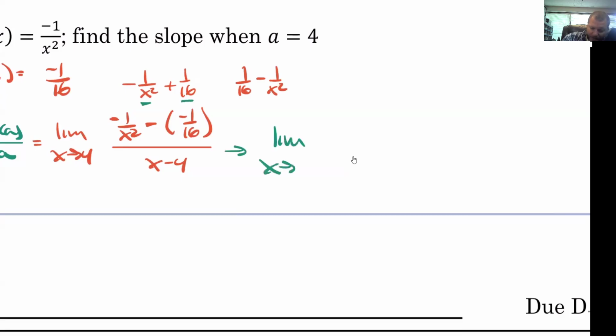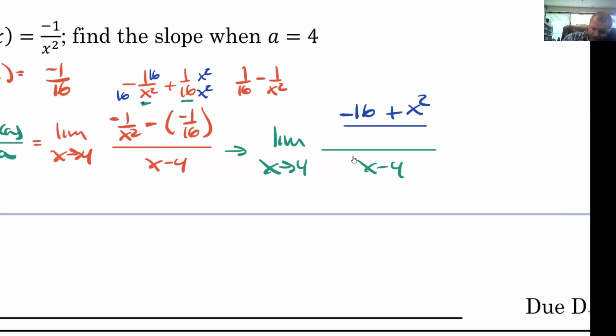So we're going to take the limit as x approaches 4 of, so we have x squared and 16, so we're going to get a 16x squared. So we've got to multiply that by 16 and that right side by x squared. So we're going to get -16 plus x squared over 16x squared.